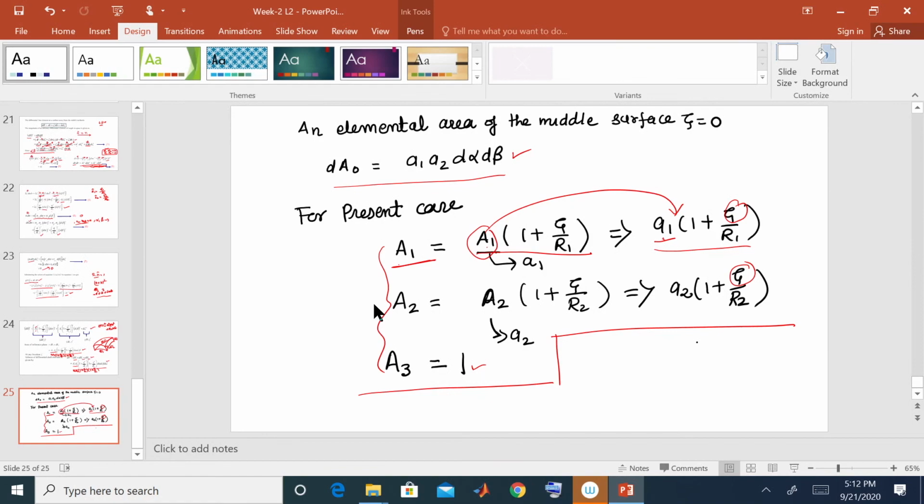So, with this I end this lecture 2. In lecture 3 of week 2, we will start the strain displacement relations in curvilinear coordinate system, and using our a1 and a2, we will simplify the strain displacement relations and use them for developing the shell theories. Thank you very much.